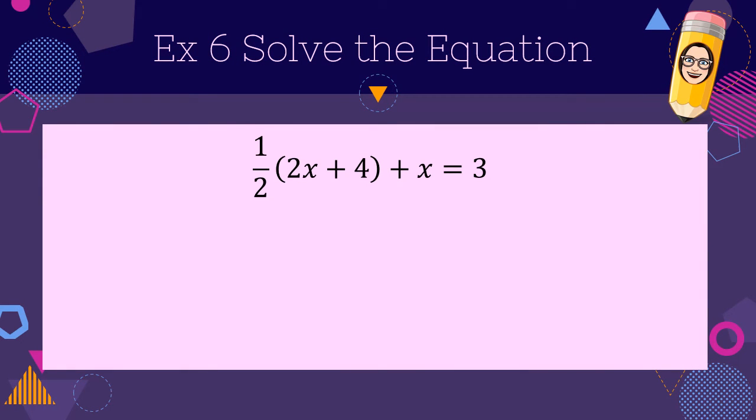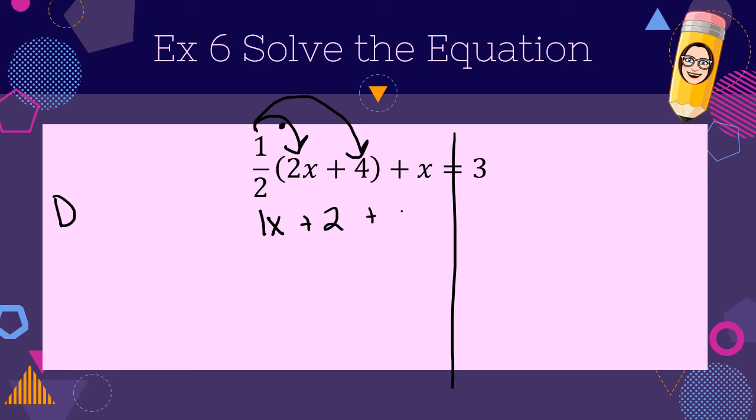Ooh, the fact that this is a half does not change our process. First step, distribute. A half of 2x is a 1x. A half of positive 4 is positive 2. See how that's not too bad? Let's drop everything else down. Combine. I have 1x plus 1x. Well, if I have 1 xylophone plus 1 xylophone, I have 2 xylophones. The positive 2 falls down, the equals falls down, and the 3 falls down.